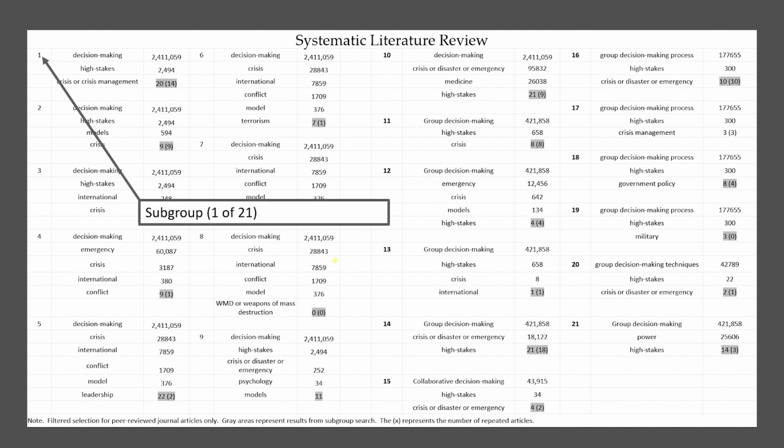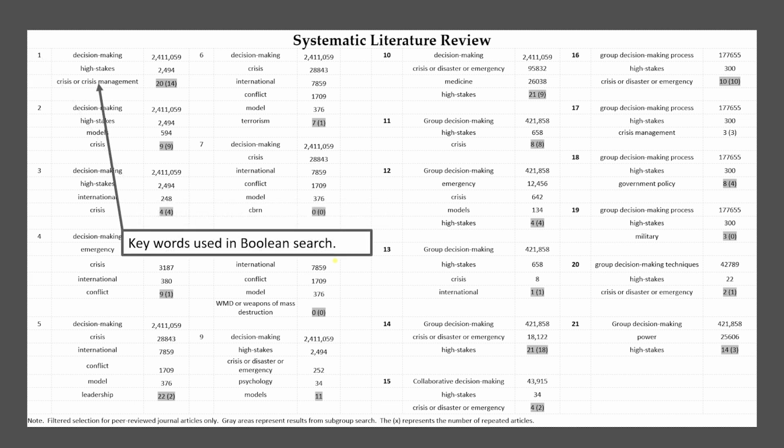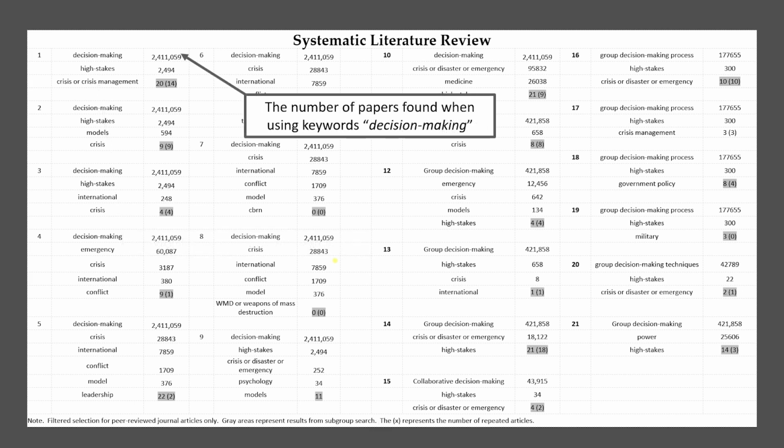This table is made up of 21 subgroups. Each subgroup is a collection of keywords, and keeping track of the number of results is very important. You can see here that on this day, the keywords decision-making resulted in nearly 2.5 million papers. That number of papers would be impossible to read and cover too many topics, so we must add another keyword, high stakes, to bring it down to just under 2,500.